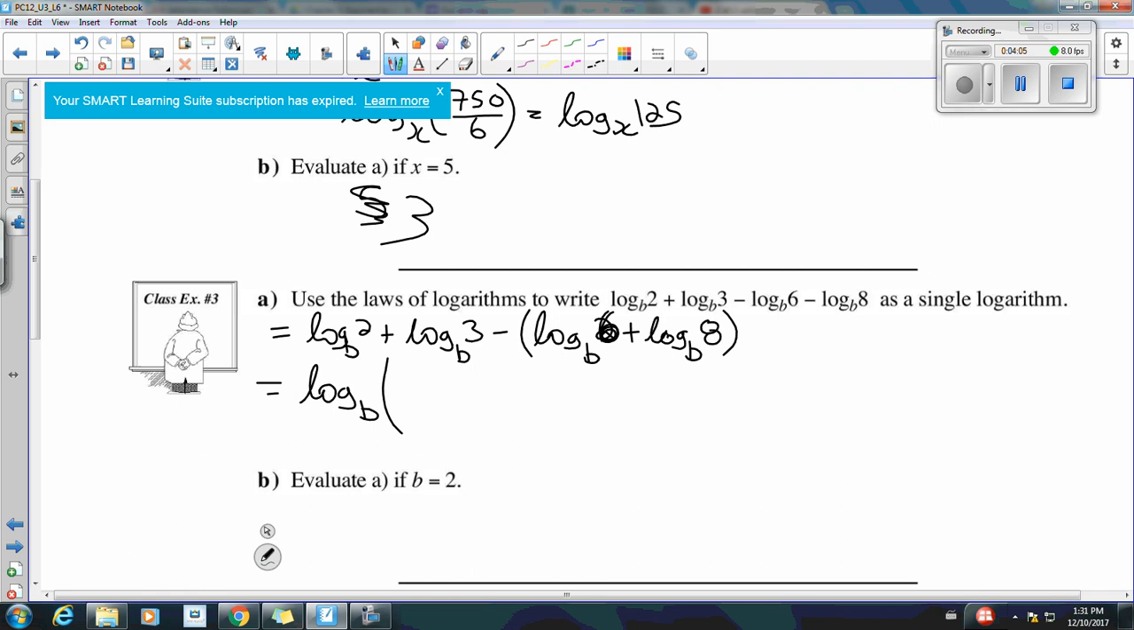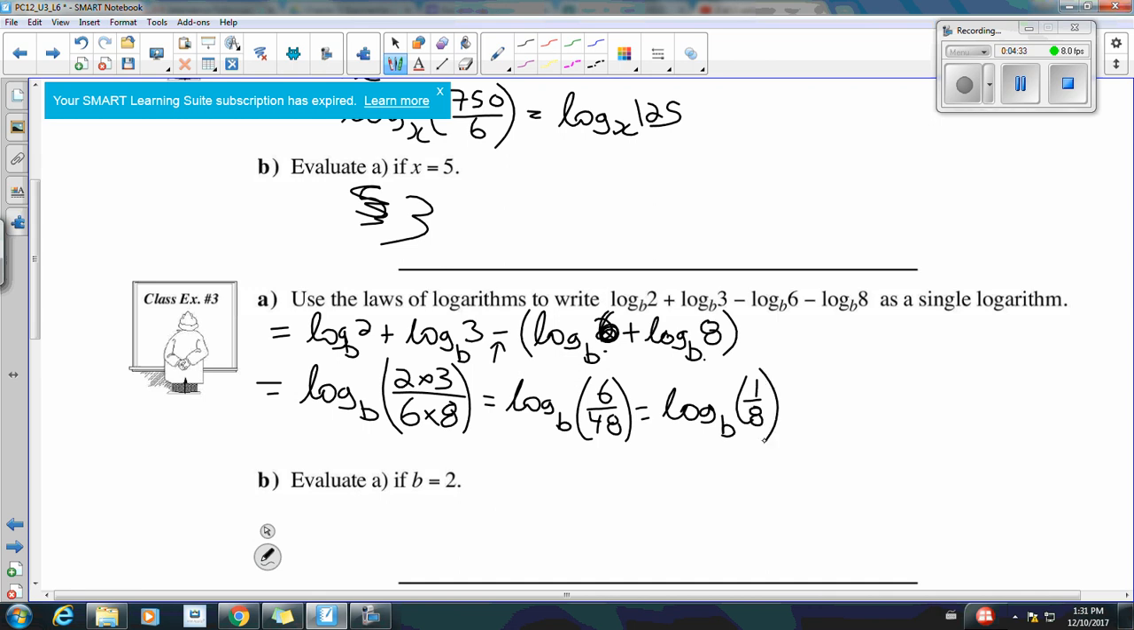I know that my 2 and 3 were being added separately, so to bring it together I'm going to multiply. The 6 and the 8 are being added in here, so that becomes our product on the bottom because of this minus sign. So we have really what is the log of 6 over 48, which simplifies to be 1/8. So log base b of 1/8.